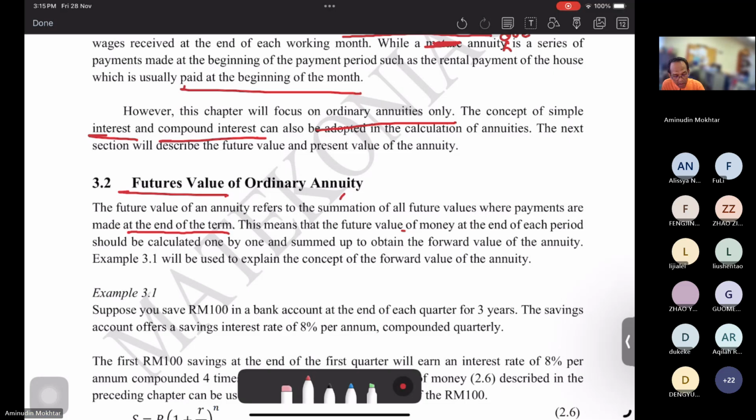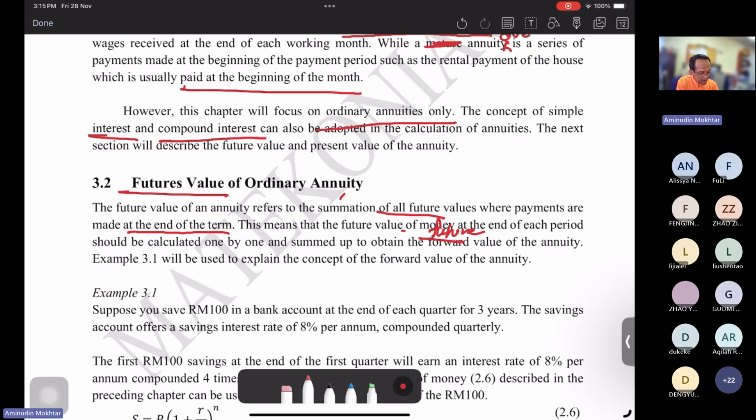That means that the future value of money at the end of each period should be calculated one by one. That's the idea. The future value of money must be calculated one by one and summed up together to obtain the future value of annuity. This is the future value of annuity again.